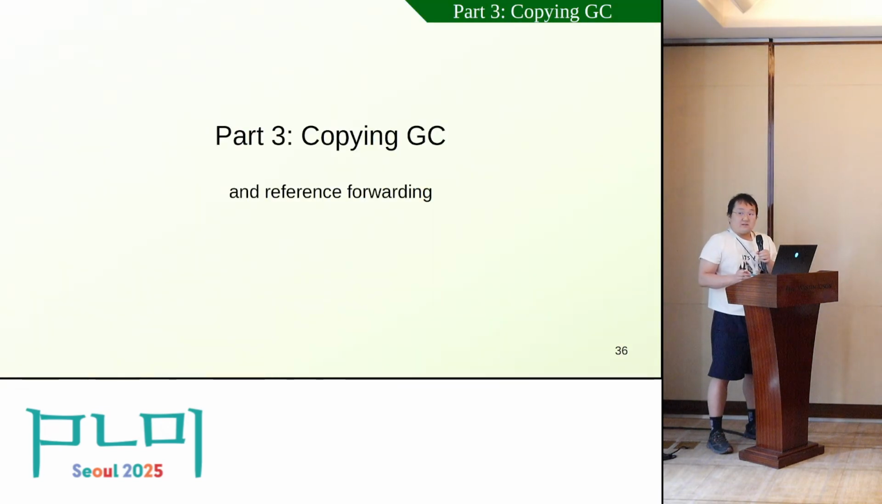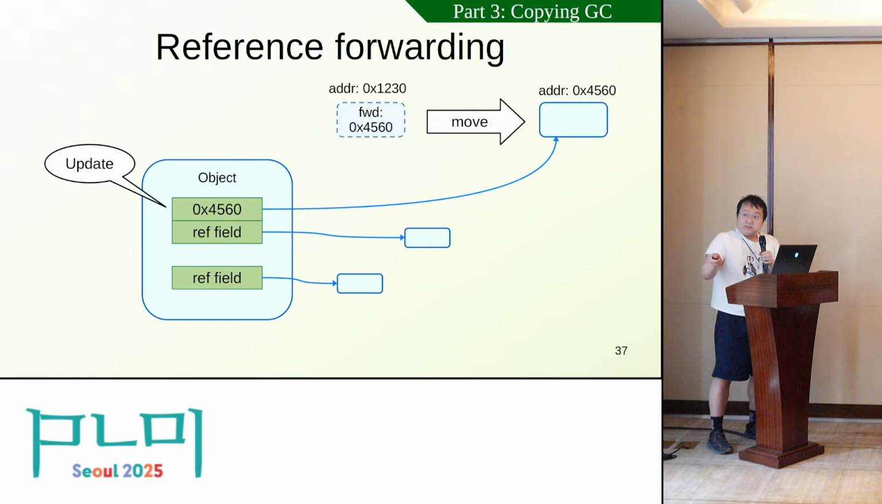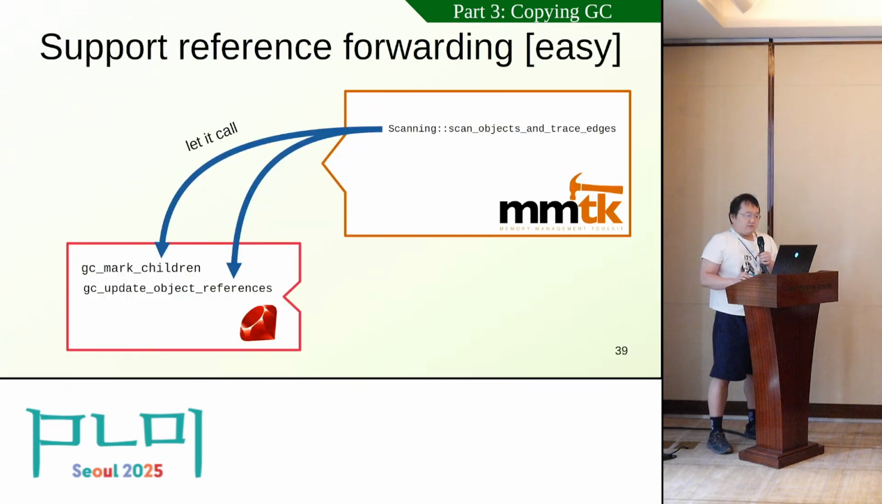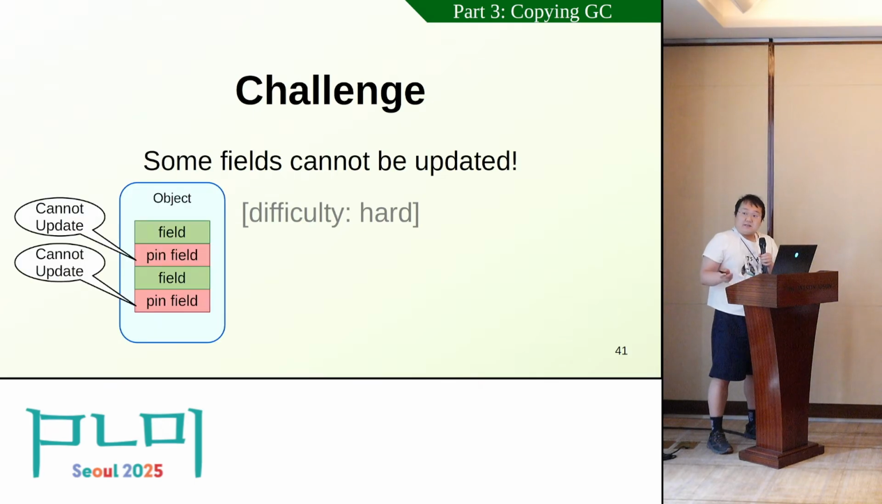And this is copying GC and reference forwarding. So reference forwarding means when the GC moves an object, you need to update its field so that it points to the new address of the object. Supporting reference forwarding itself is easy. We just wire this function to those functions, and that's done. But the real challenge is that in CRuby, some fields cannot be updated. Yes, the object has fields, and some of the fields cannot be updated.